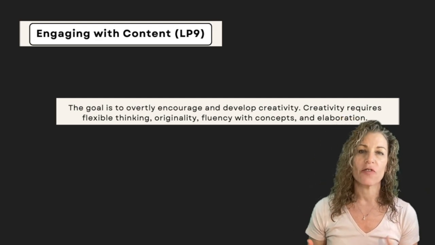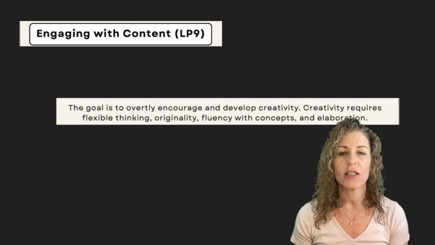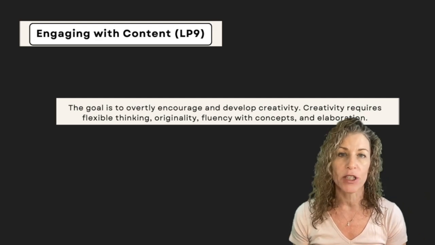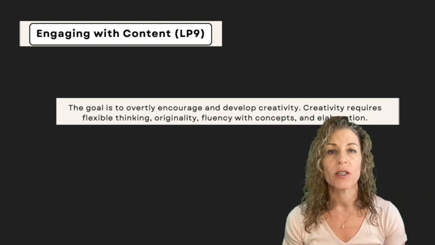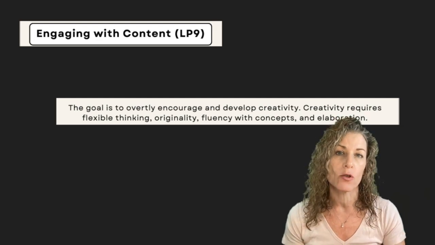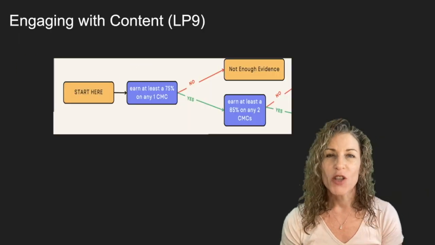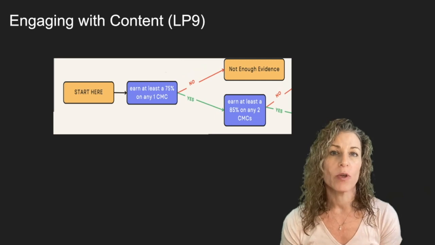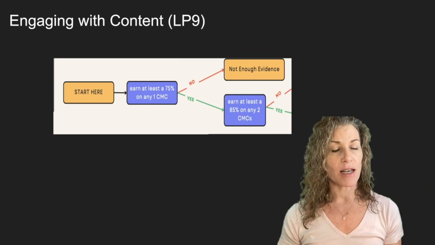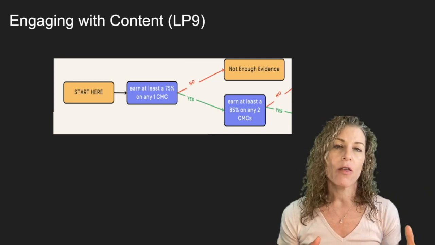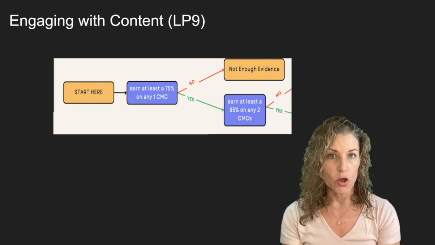So we're looking to develop flexible thinking, originality, fluency with concepts, and elaboration. And I'll show you how this rubric, how this learning progression, can pull you through to develop those skills. We start by working on your fluency with the vocabulary and terminology and being able to apply it in various contexts and elaborate on your understanding so that someone knows what you're thinking.